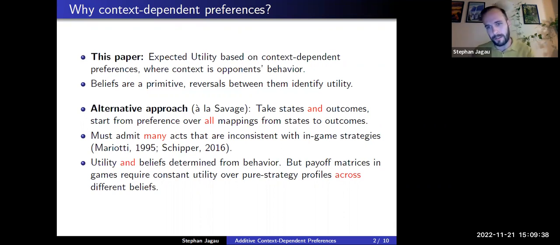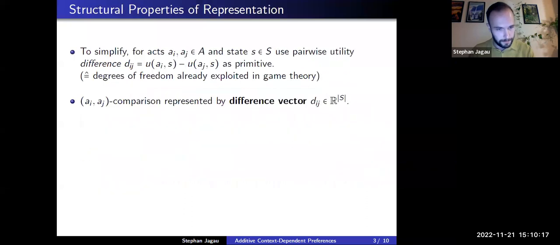And then the other thing is also, in a Savage approach, normally the utility and the beliefs are jointly determined. But here we're kind of looking at a different animal, as I already said. Those payoff matrices require a constant utility over pure strategy profiles across different beliefs. So in some sense, those conditional preferences are kind of the math that springs out of the problem, where you're already implicitly assuming, if you're looking at a game matrix, that you have all those beliefs and your utility is somehow determined across all those beliefs in a constant way. So much about why I'm doing this.